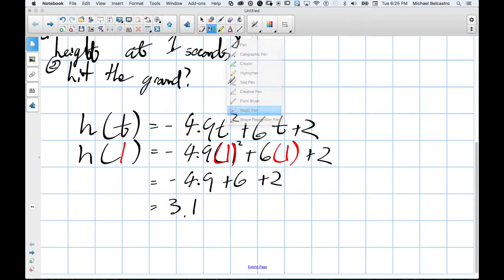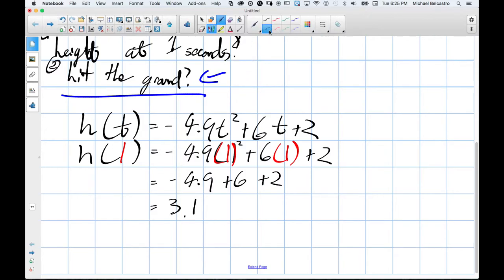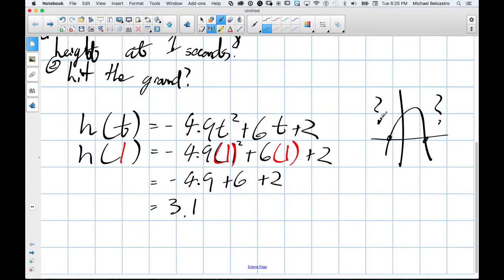Second question: when does the ball hit the ground? So we know this quadratic is facing down, and it does something like this. We need to figure out when it hits the ground.